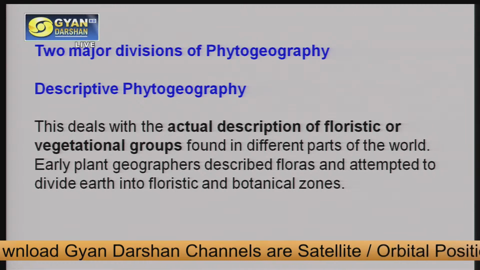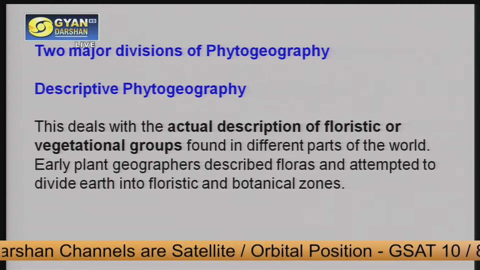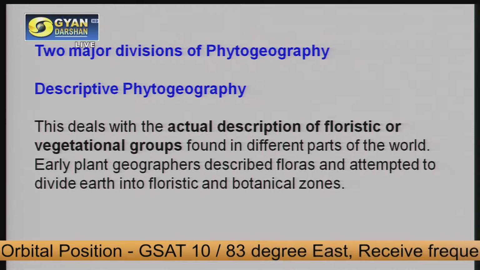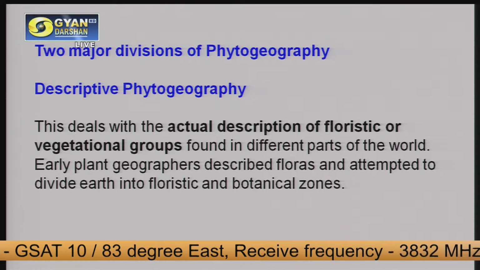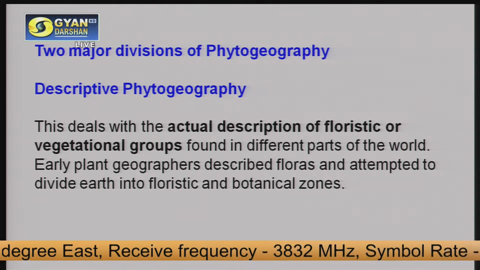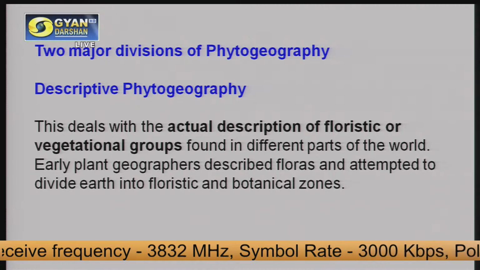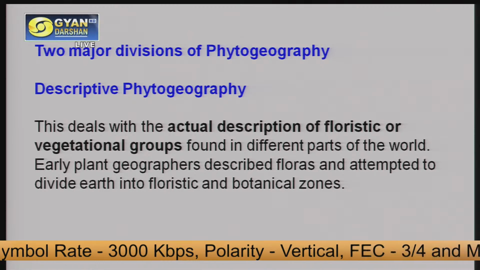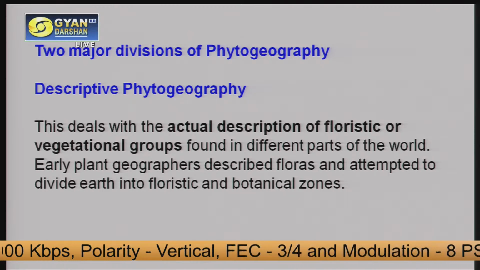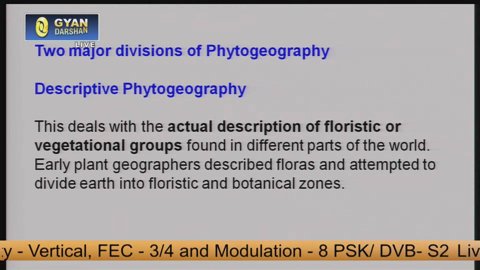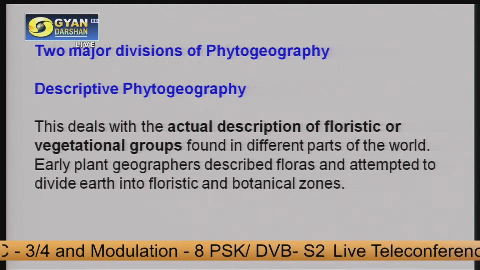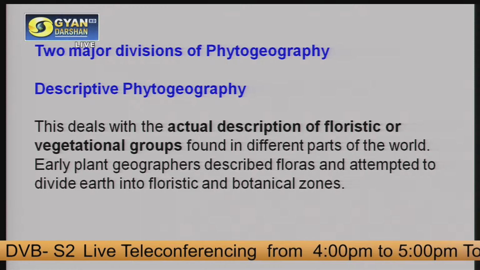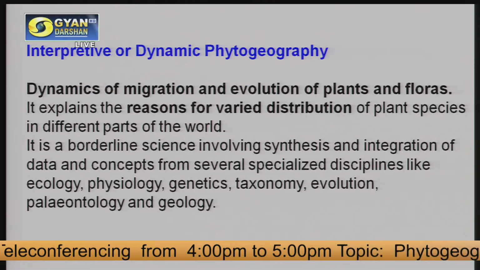Now, phytogeography can be divided into two categories. One is descriptive phytogeography. Descriptive means it deals with the actual description of the floristic or vegetational groups found in different parts of the world. That means you need to identify the flora, you need to describe the flora, that means in which family it belongs to, what are the salient features of that particular flora, and how the geography is actually affecting the morphology or the different salient features of that particular flora. So all these are encompassed within descriptive phytogeography.